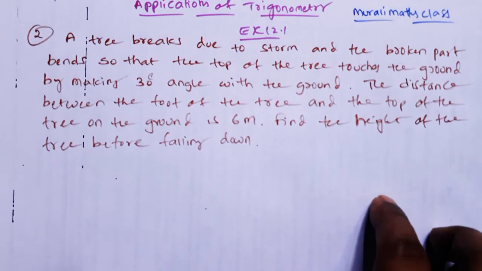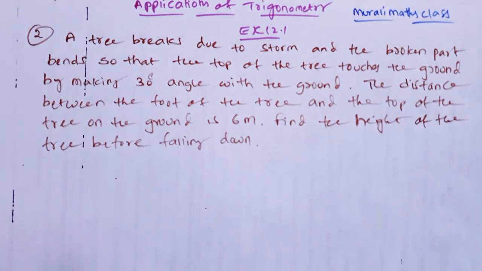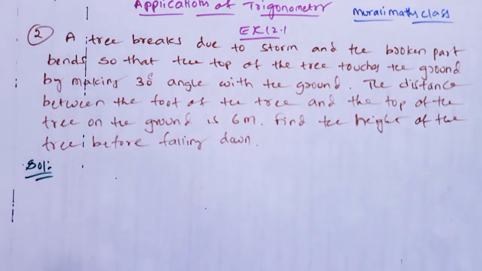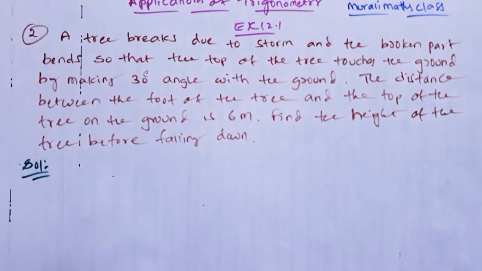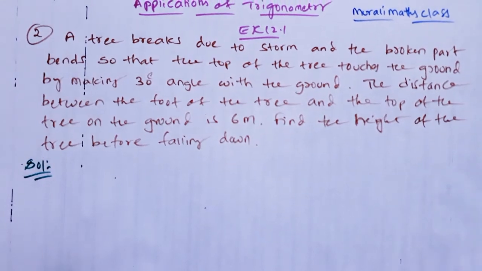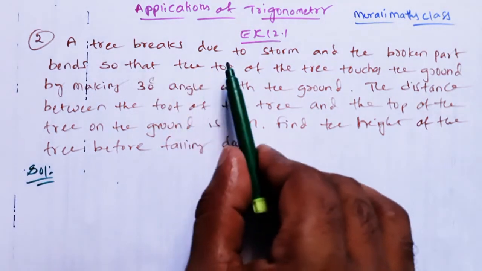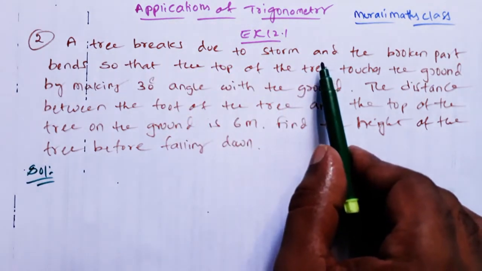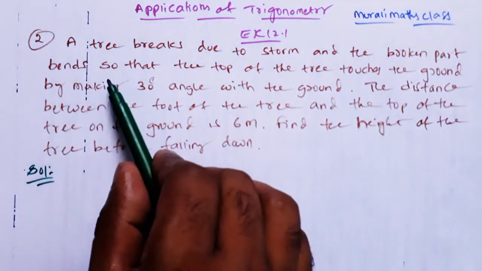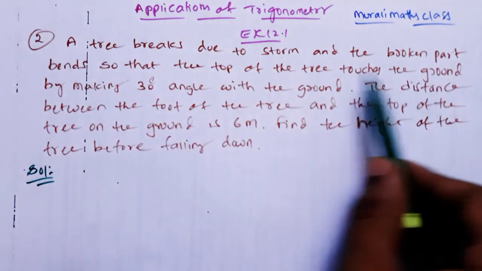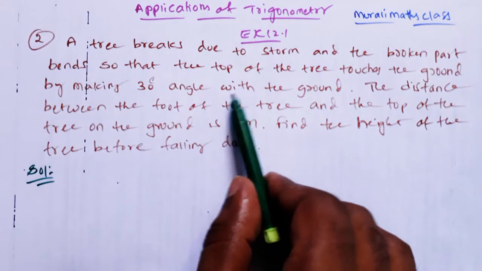Okay, so read the problem and draw the diagram to solve this. So we need to draw the diagram if you want to solve. What they give: a tree breaks due to storm and the broken part bends so that the top of the tree touches the ground by making 30 degrees angle with the ground.